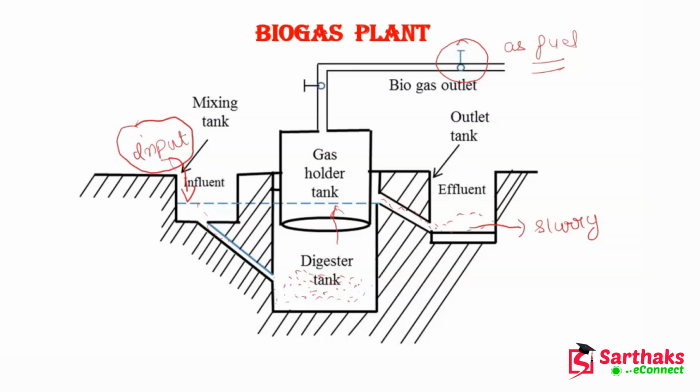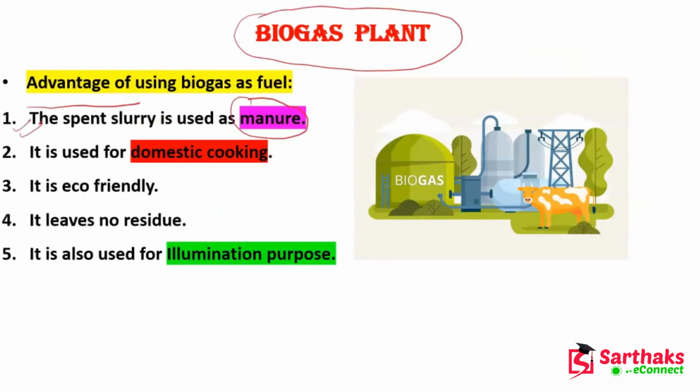I hope guys this point is clear to you. So let's again go back to that slide. Here you can see that this wastage is converted into fuel, and this gas can be used as a fuel. So the advantage of this biogas plant is that the spent slurry is used as manure. I hope guys now it is clear to you what this slurry is.